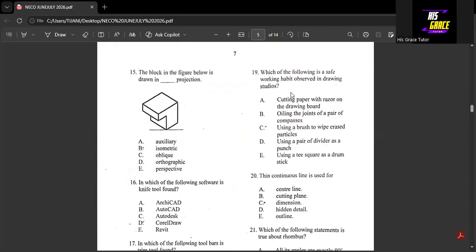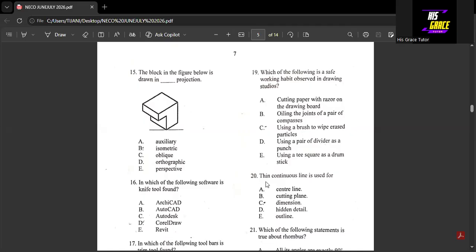So looking at what we have here, we have cutting paper with razor on the drawing board, so that is wrong. Oiling the joint of a pair of compasses, using a brush to wipe erased particles, using a pair of dividers as a punch, using a T-square as a drumstick. So option A, option B, option D, and E are all wrong. The right answer to this question is using a brush to wipe erased particles, so that the paper will not get stained and the work will not get dirty. So the answer to question 19 is option C.